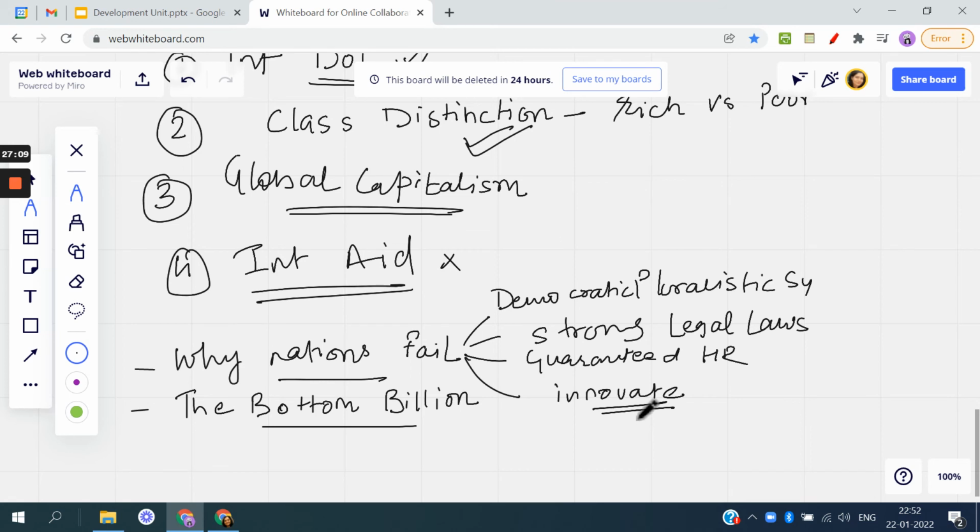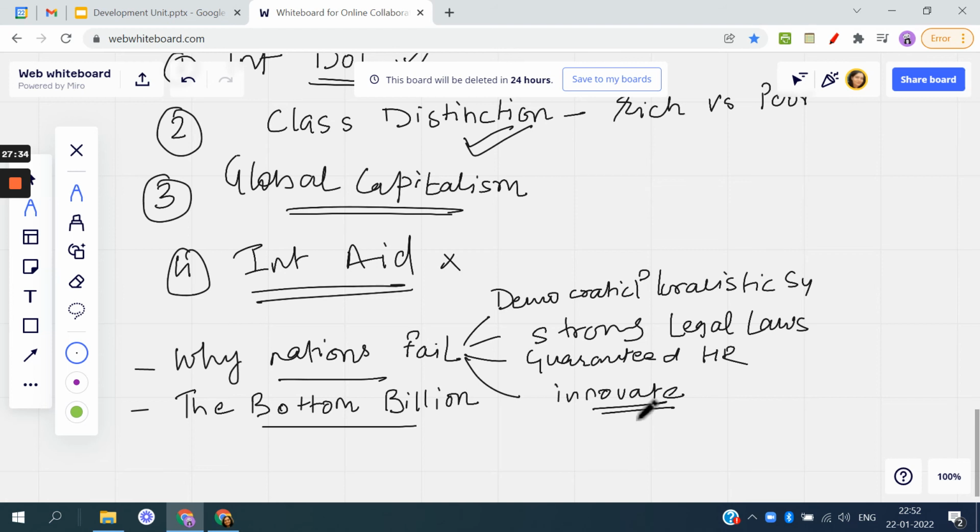Then this book provides two examples of the richest men. One is Carlos Slim, and the second one is Bill Gates. This book analyzes how these two people could become some of the richest people in the world because of these systems, these factors which were provided by that country, right? So this is what this book talks about.